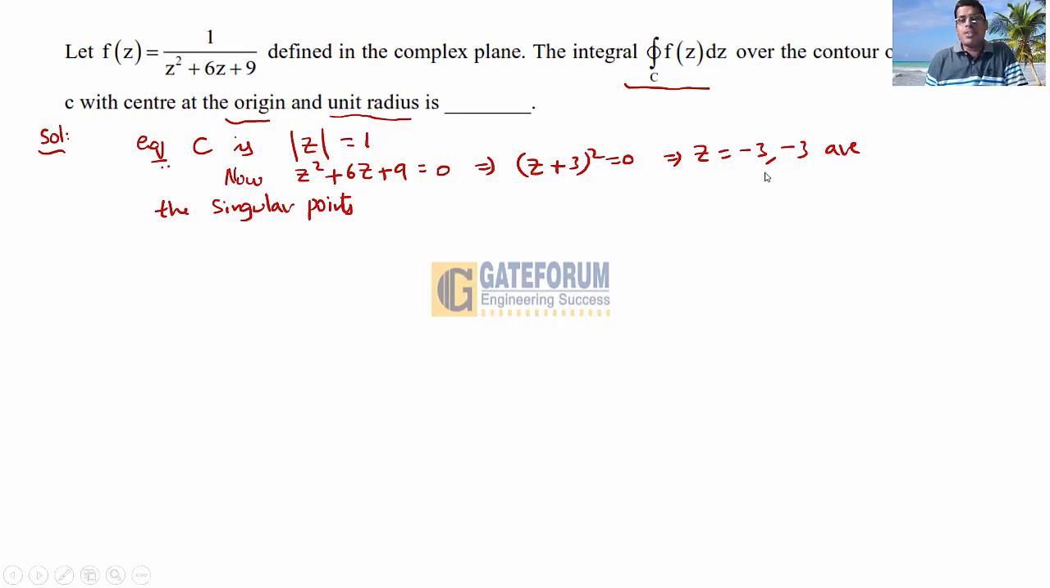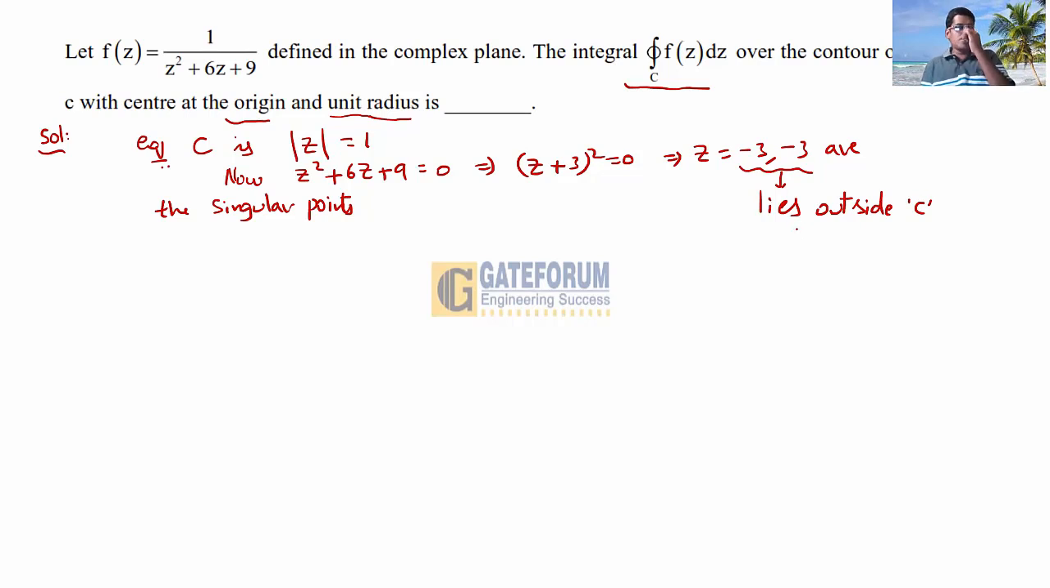For example, here both are equal. Put z = -3 in the curve equation. |-3| is +3. So 3 is the left hand side value, and the right hand side value, already existing, is 1. So 3 is greater than 1. So both lie outside.